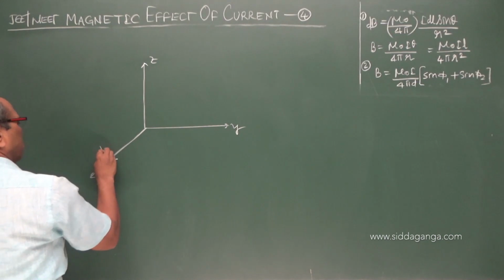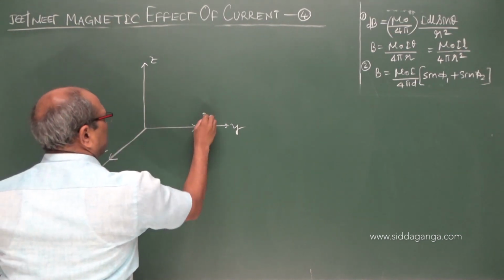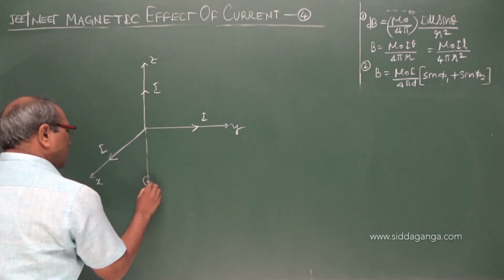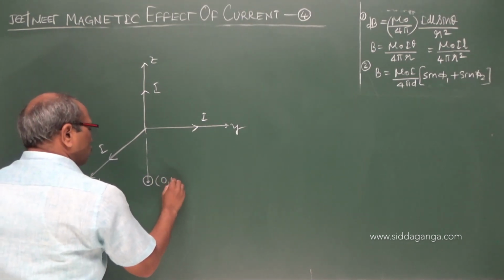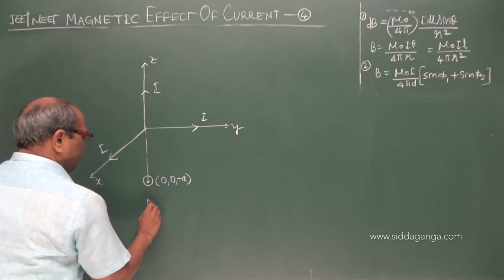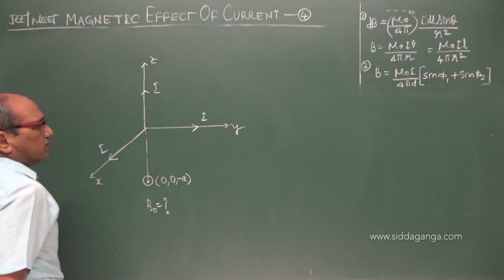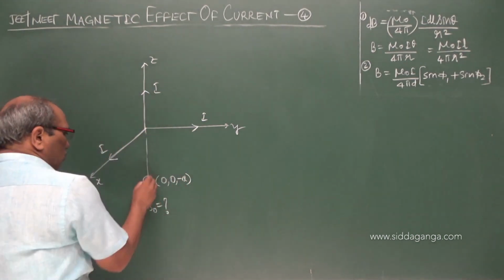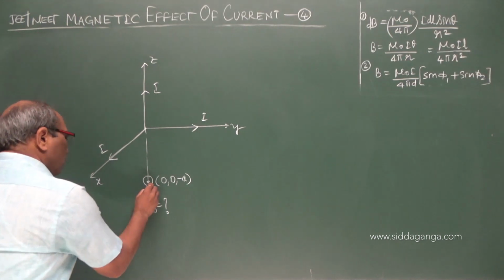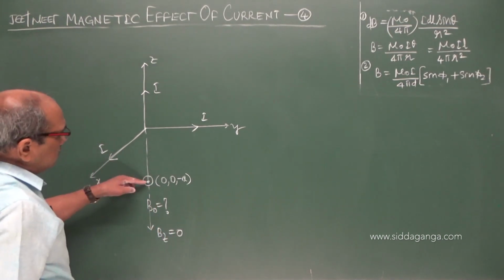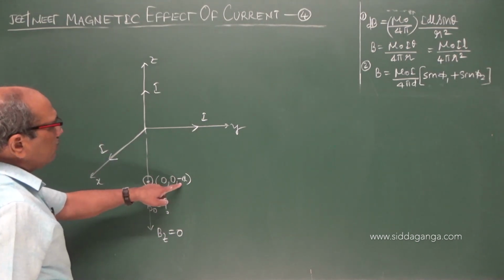Current may be flowing in this direction as I, here also I, here also, infinitely long, and we need the magnetic field at the point 0, 0, minus A. Again there are 3 wires which can produce the field here, but one field is 0. Bz is 0 because the z wire is in line with the point, at minus A.